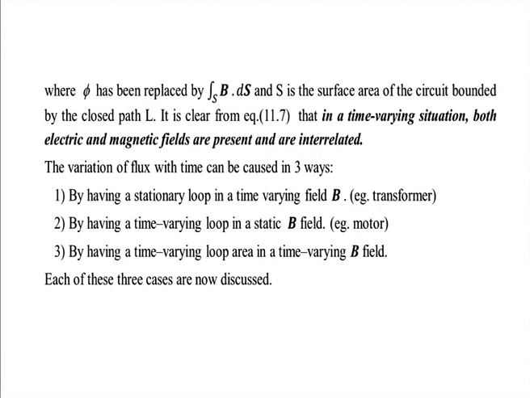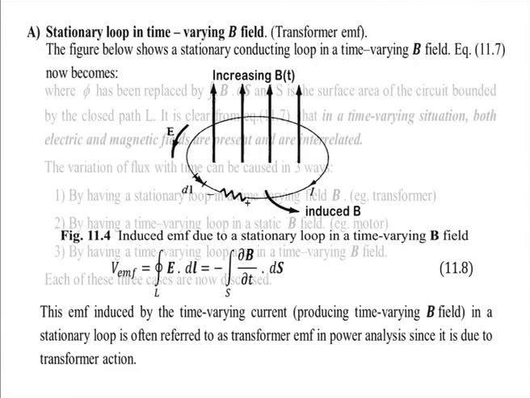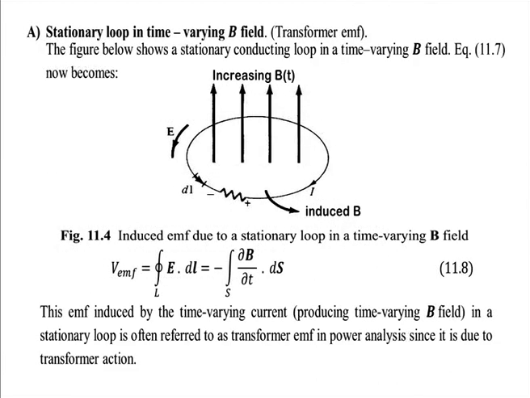Number one, by a stationary loop in a time varying magnetic field; two, by a time varying loop in a stationary magnetic field; and third, by having a time varying loop in a time varying magnetic field. We shall now discuss each of the three cases. The first case is of a stationary loop in a time varying magnetic field, as can be seen in figure 11.4.